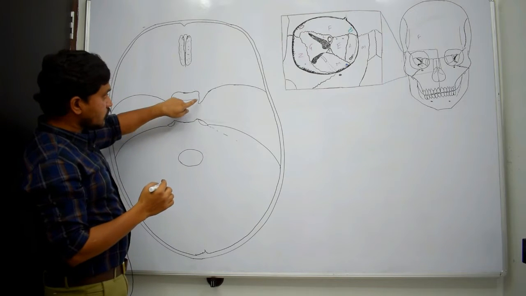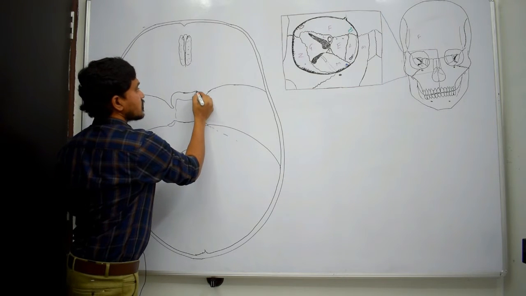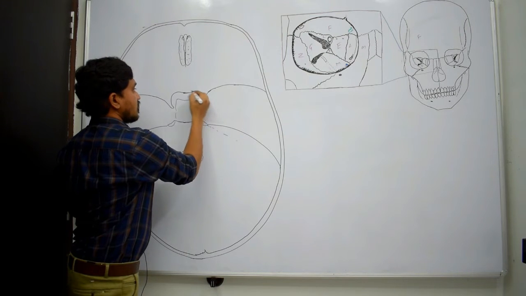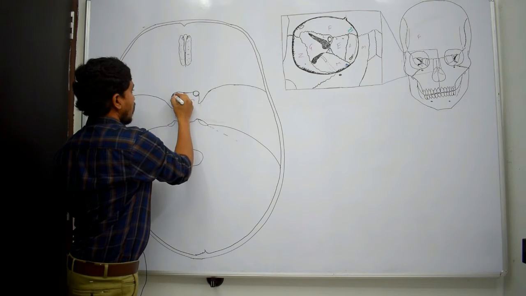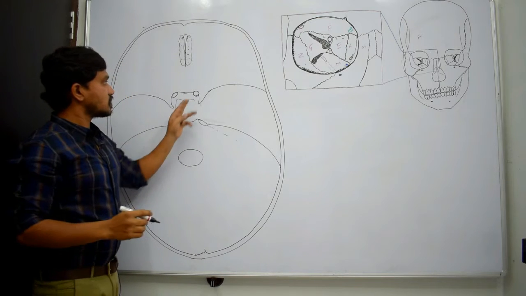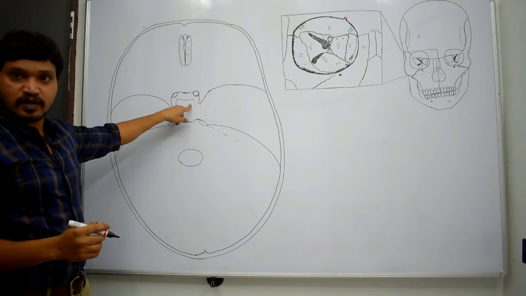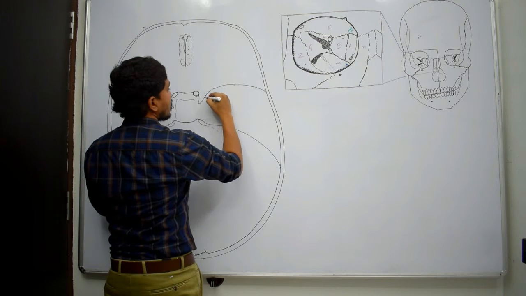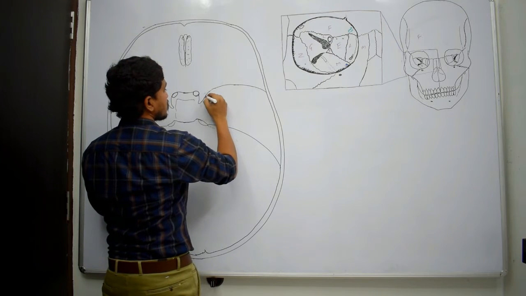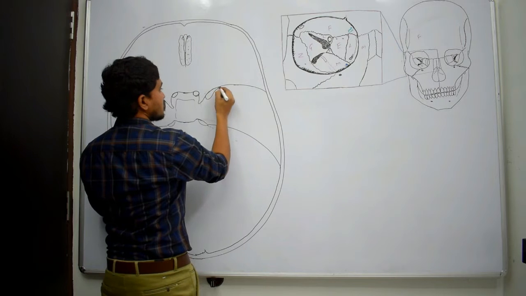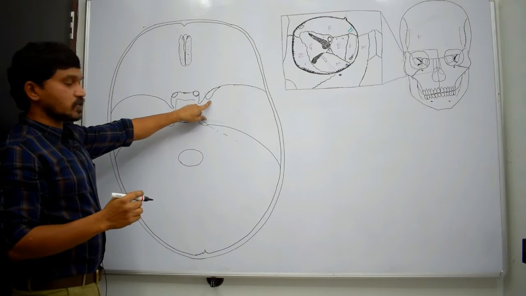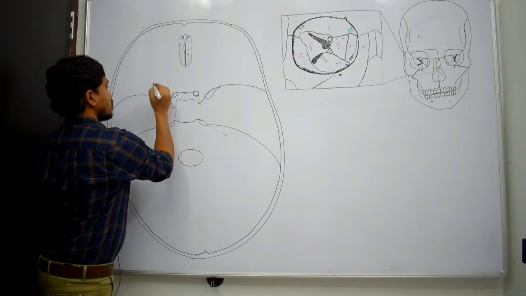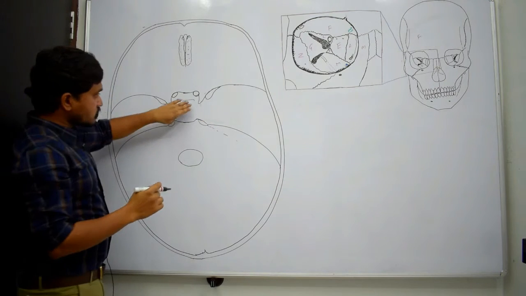Clear? Medial to the anterior clinoid process, you can see one canal here. What is this canal? This is the optic canal. Here you can see one fissure. What is this fissure? This is the superior orbital fissure. Of course, this side also has the superior orbital fissure. This is the body of sphenoid.